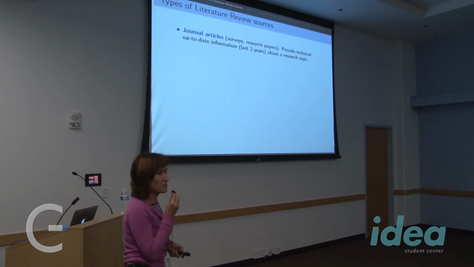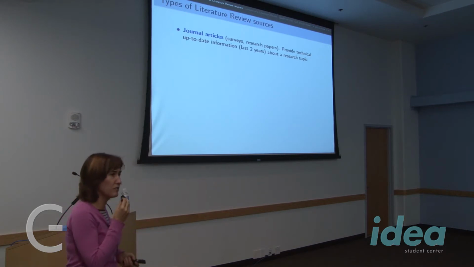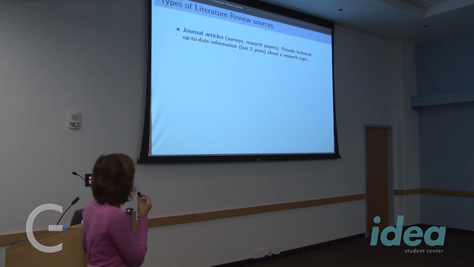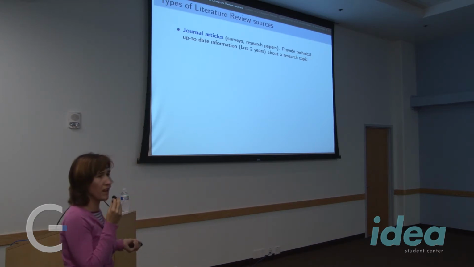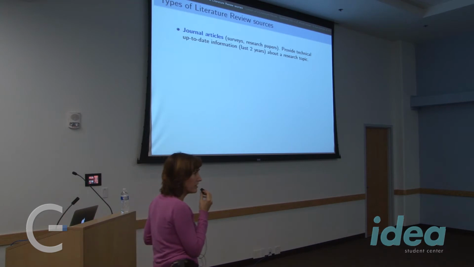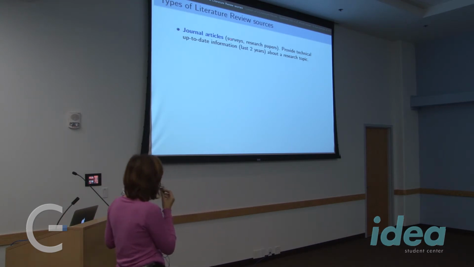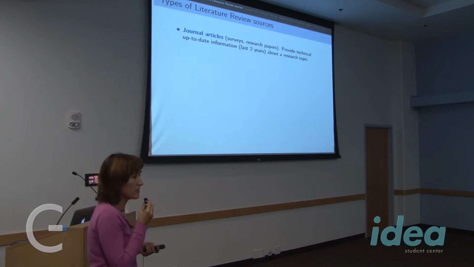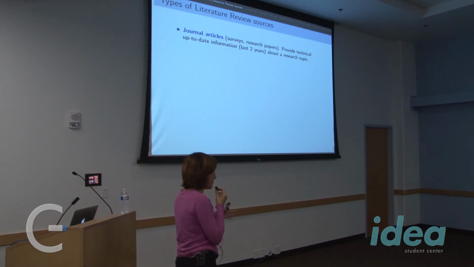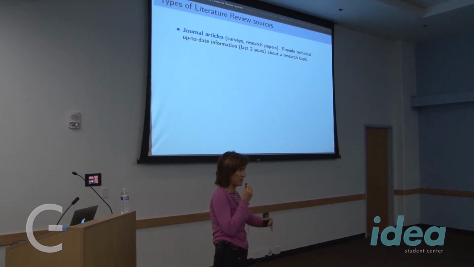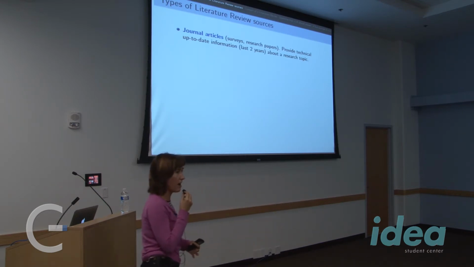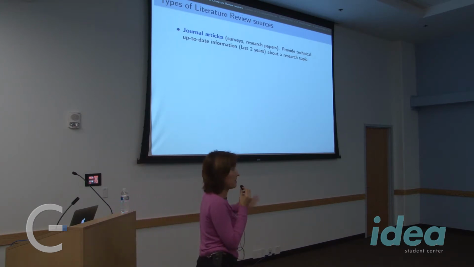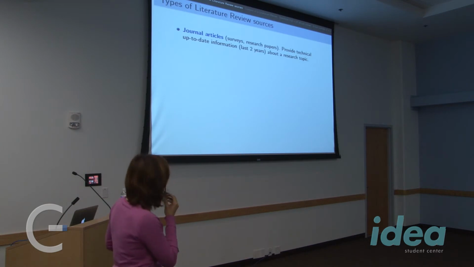Okay, so the types of sources that you can use to write a literature review are the following. Of course, there are journal articles, and I guess that these are the best type of sources. There are two types of articles, if you want. Surveys, which are very good. They make an overview of some research area. They can look back 5 years or 10 years, it depends, right? Maybe 5 years is the best.